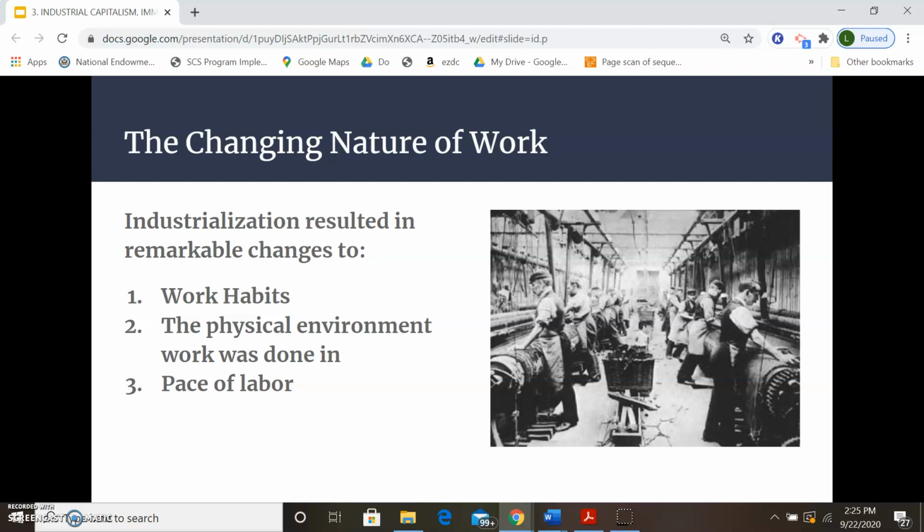But as factories become the norm, right? Work habits change because now there's a set time that you have to show up. The physical environment changes because now there's a factory, there's an actual designated place that you go to every morning where your work is done. And the pace of labor changes because ultimately, as business owners, if you're paying your employees, you want to know that they're doing an adequate job. And so you're expected to produce a certain amount of goods. So all of these things change as a result of the Industrial Revolution.